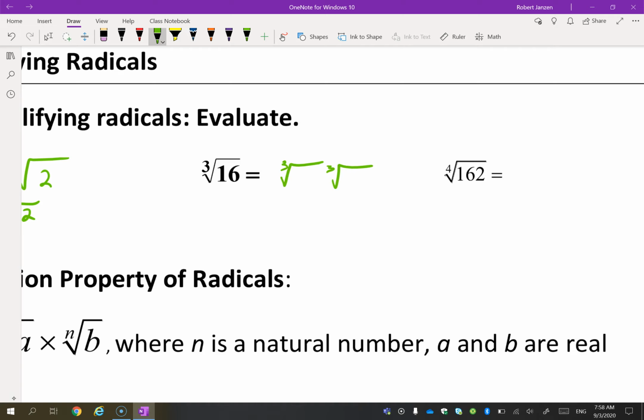So what are my perfect cubes? My perfect cubes are 8, 27, 64. You can see these ones are already too big. 8 goes into 16 evenly 2 times. What is the cube root of 8? It's 2. So there again, I've taken out a factor of 16 that's a perfect cube.